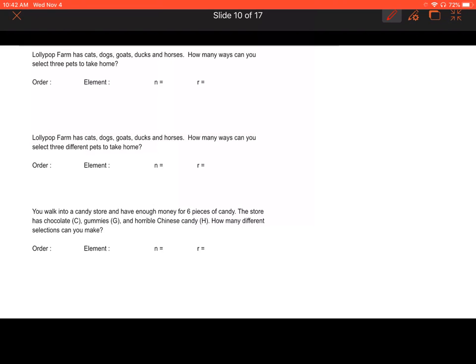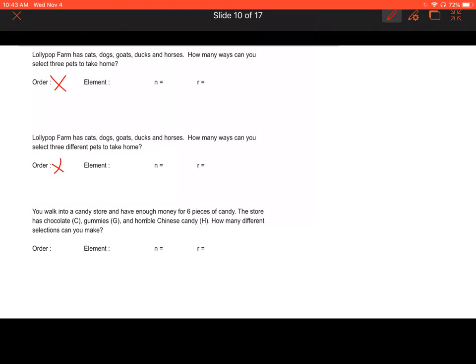Lollipop Farm has cats, dogs, goats, ducks, and horses. How many ways can you select 3 pets to take home? Okay, let's compare the next problem also. The same thing. Lollipop Farm has cats, dogs, goats, ducks, and horses. How many ways can you select 3 different pets to take home? Okay, so in both cases, they are going to pick some pets. So the order doesn't matter.